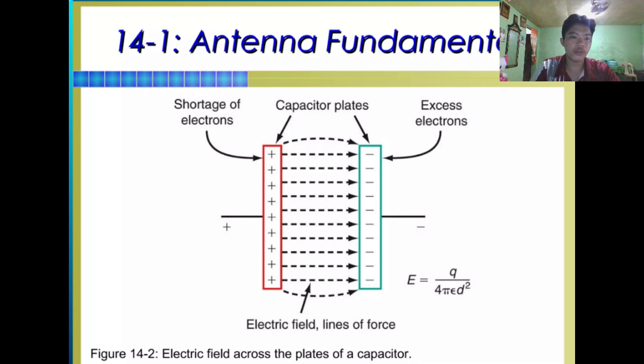This figure shows the electric field across the plates of a capacitor, which have a shortage of electrons. Electric field lines of force follow the formula E equals Q over 4 pi epsilon d squared. The electric field across the plates of a capacitor is created when opposite charges accumulate on its plates due to a voltage difference. This field is uniform and points from the positively charged plate to the negatively charged plate.